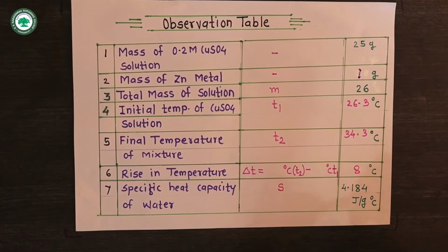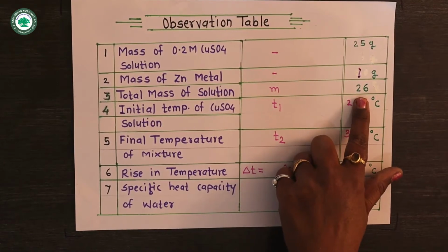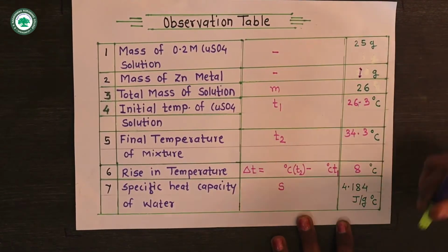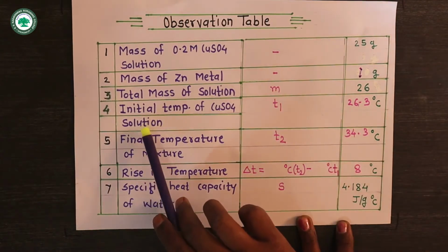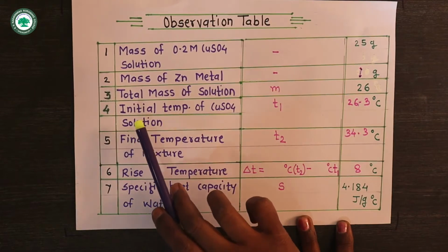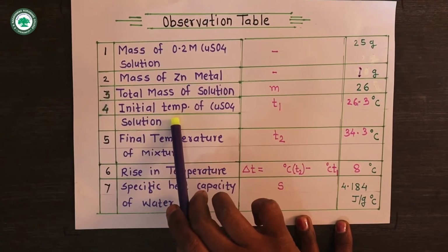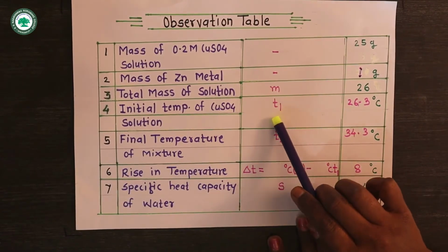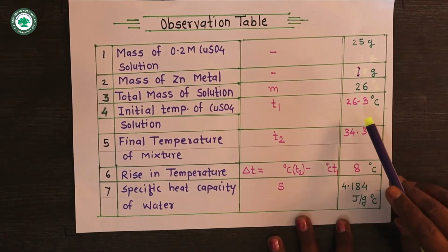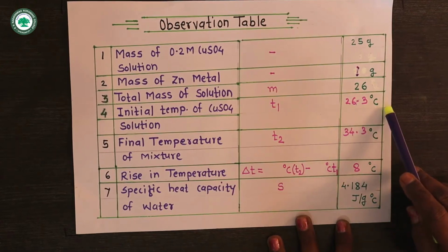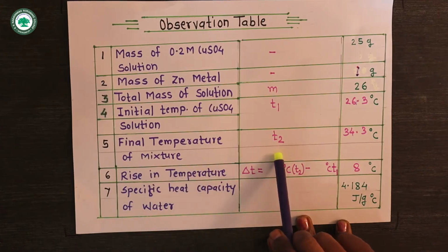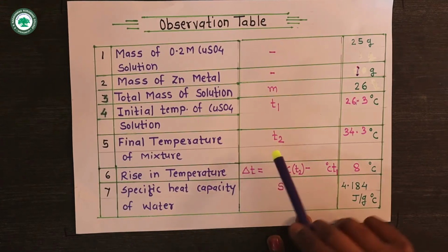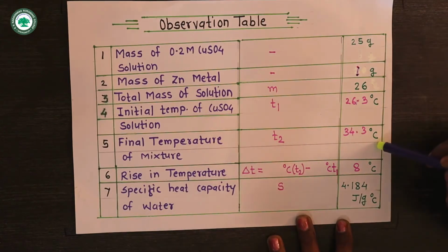So here the total mass of solution becomes 25 plus 1 is equal to 26 gram, and that is indicated by the letter small m. Now here we have measured the copper sulfate solution temperature, and that temperature we have considered as the initial temperature, denoted by the letter T1, and it is found to be 26.3 degrees Celsius. Final temperature of mixture, that is the maximum temperature attained by the solution, is indicated by the symbol T2, and that is found to be 34.3 degrees Celsius.